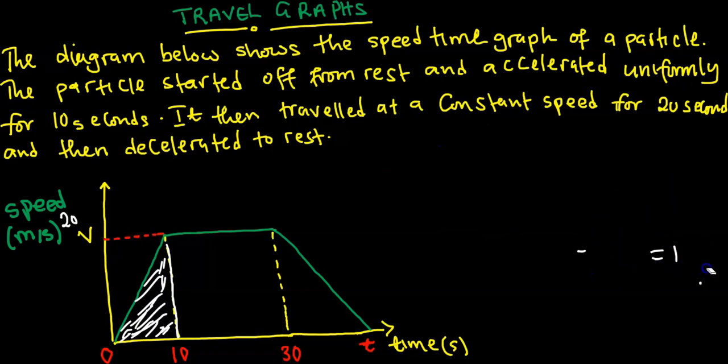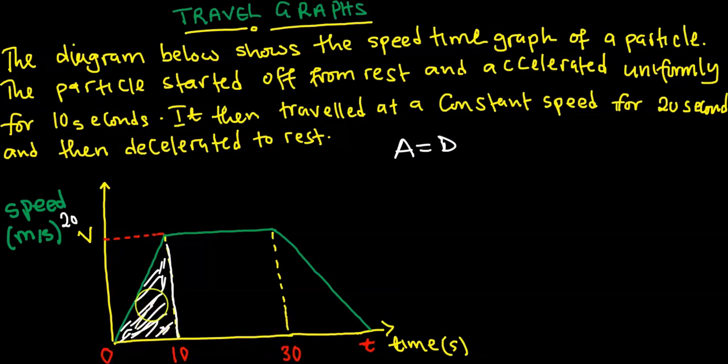Calculate the distance covered in 30 seconds. Now how do you calculate the distance covered in the 30 seconds? We know already that the area under the speed-time graph is equal to the distance. But this time around it is from 0 up to 30. Now we need to look at the shape formed also.